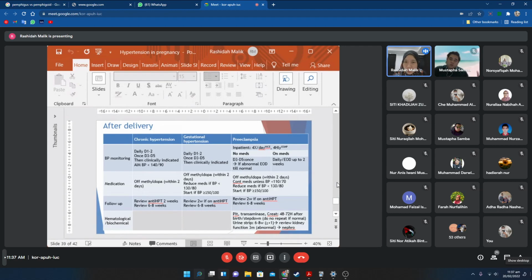But for preeclampsia, you will need to keep the patient a bit longer, depending if it's severe. So you probably keep the patient up to 3 days or 5 days, depending on the local protocol as well. Does that answer the question?